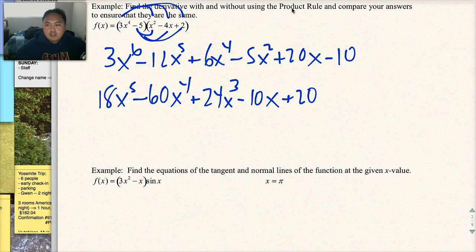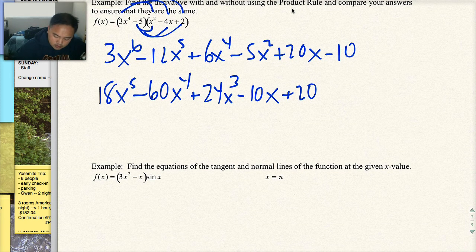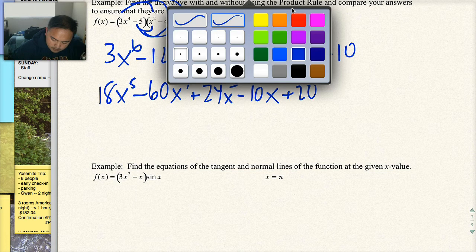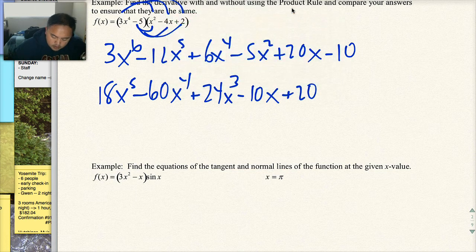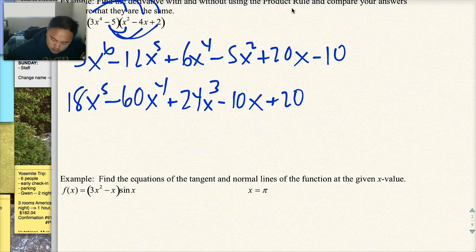If this is correct, I can use the product rule and I should get the exact same answer. So let's try it with the product rule. I'll use a different color. If I'm using the product rule, I'll take the derivative of the first one. Derivative of the first one is 12x to the third, and that's it. Then I leave the second one alone.